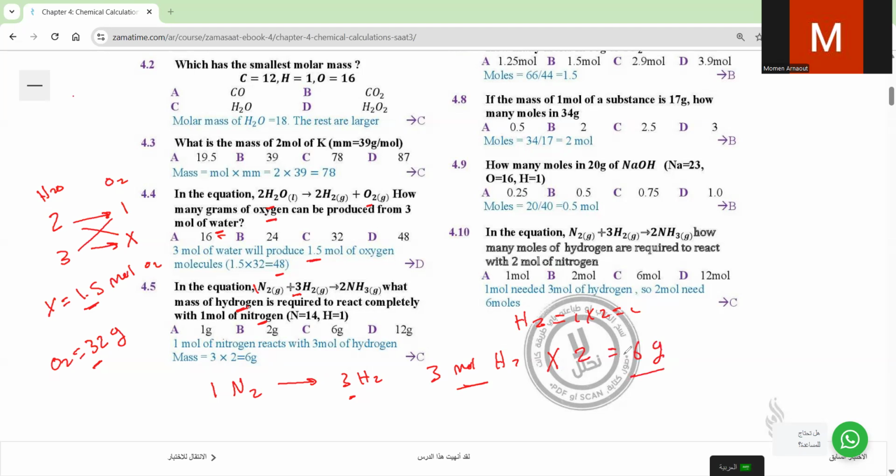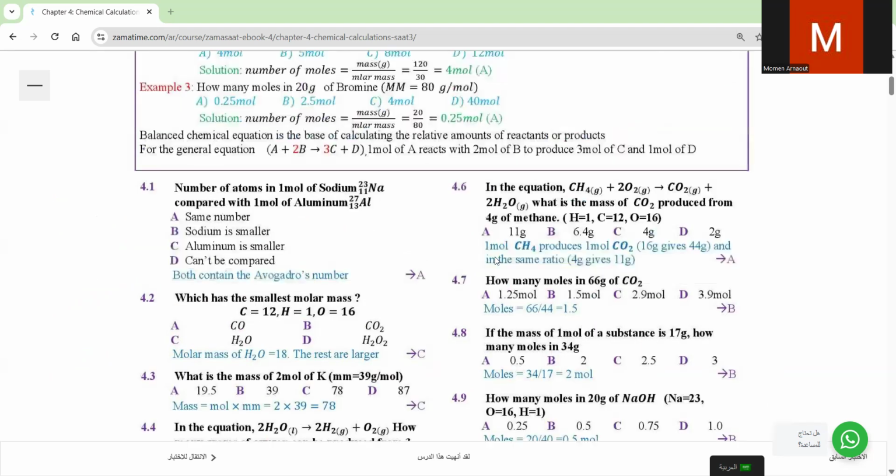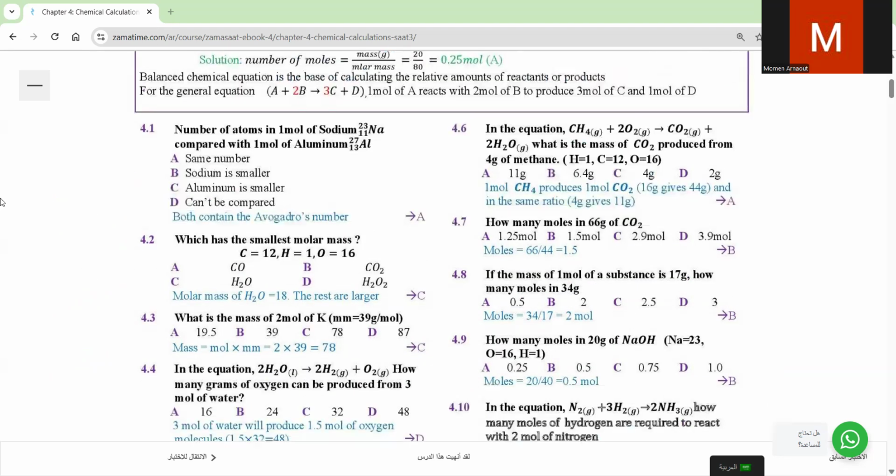Let's move to the next problem. In the equation, CH4 plus 2O2 giving CO2 plus H2O. What is the mass of CO2 produced from 4 grams of methane?